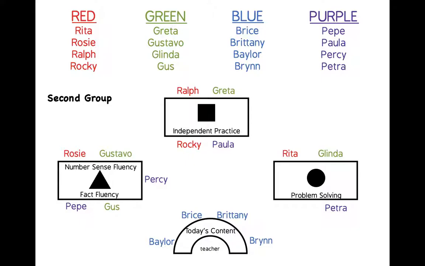Now we're in our second groupings. You'll notice that Ralph and Rocky, who are squares and started at fluency, are now at independent practice. And the blue group has been pulled to work with the teacher.